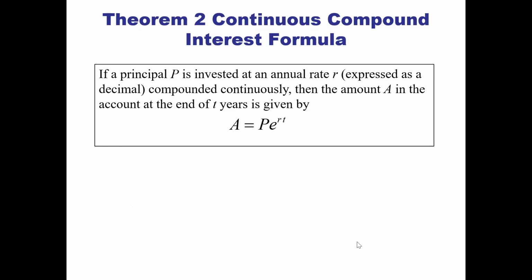All right, so this is the continuous compounding interest formula. If principal P is invested at an annual rate r expressed as a decimal, compounded continuously, then the amount A in the account at the end of t years is given by A equals P e to the rt. Again, the best way to remember this is PERT.